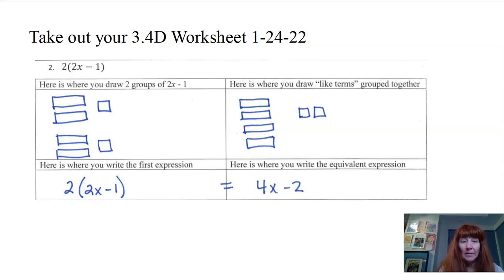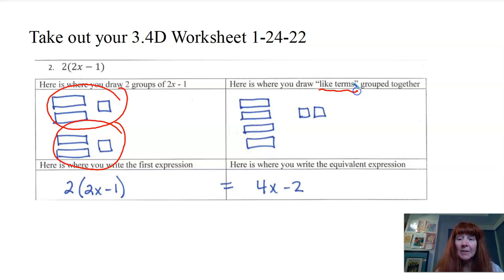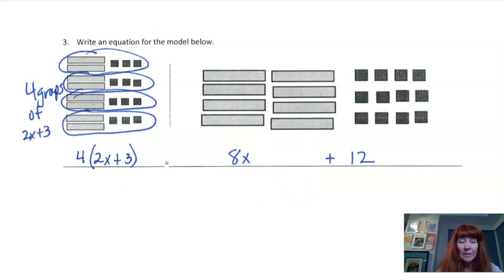So notice that here I drew 2 groups. Here's one group of 2x minus 1. Here's a second group of 2x minus 1. And then when I put the like terms together, I now have 4x minus 2. And then the last one, there was 1, 2, 3, 4 equal groups of 2x plus 3. And then when you combine the like terms, it's 8x plus 12.